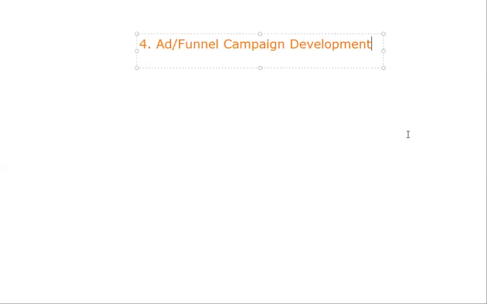Next is the ad and funnel campaign development. Getting back to the text here. We created the sales funnel, but now we're actually creating the ad and the funnel campaign. So I kind of mixed it together, but it's pretty much the same thing as the sales funnel itself. So let me erase that one here. It's pretty much the same thing, okay? So I apologize for that.